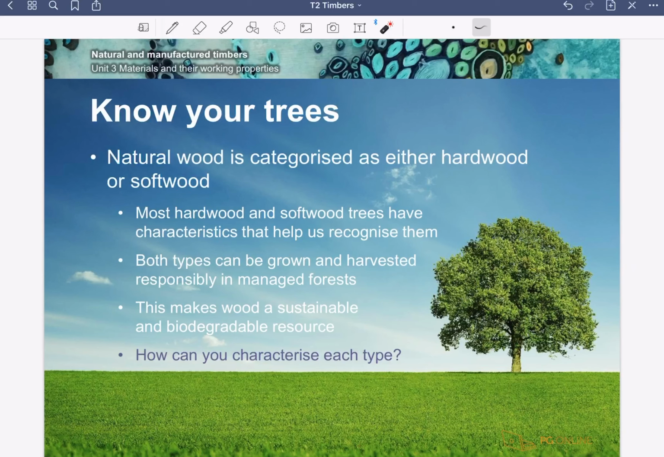But if we cut down too many of our trees, then we obviously are going to run out of these materials, and if we're not planting them as soon as we do remove them, then we're obviously going to have a big sustainability issue. This makes everything much more sustainable, and it is a biodegradable resource, which is great for our environment.